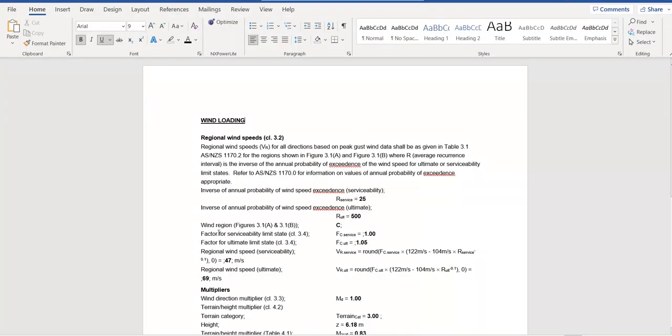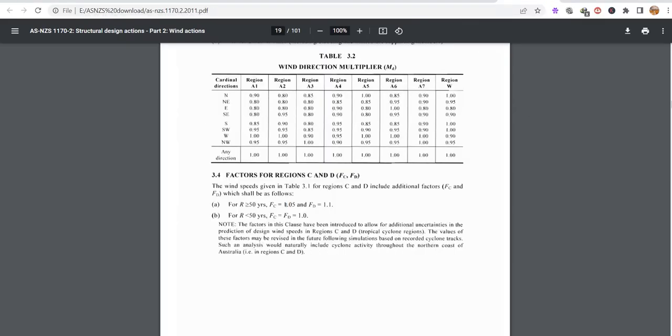Bring them down here. So for the return wind speed, the factor for serviceability limit states is 1.0, and the factor for ultimate limit states is 1.05, which I've written under clause 3.4. So go to the code. I think somewhere here, factors for region C and D. For R greater than 50 years, Fc is equal to 1.05, which is for ultimate limit states, and 1.0 for serviceability limit states.